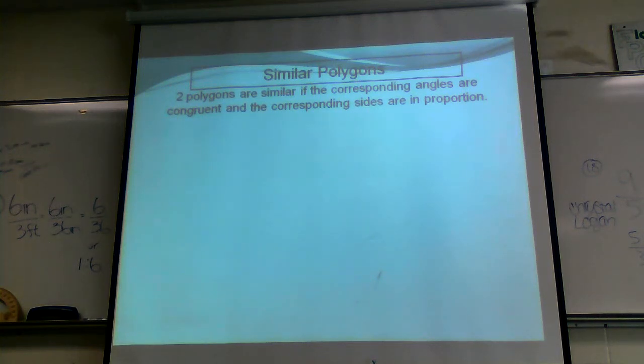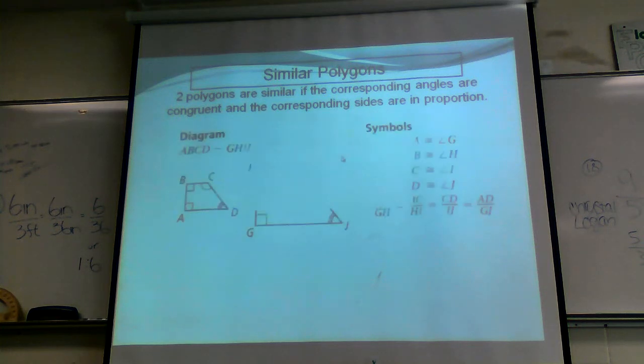In terms of what these do, guys, the corresponding angle part makes the shapes the same shape. The sides being in proportion just makes it similar to each other. Whereas when we did congruency, the angles gave it the same shape, and the sides being congruent made it the same exact shape, size-wise.